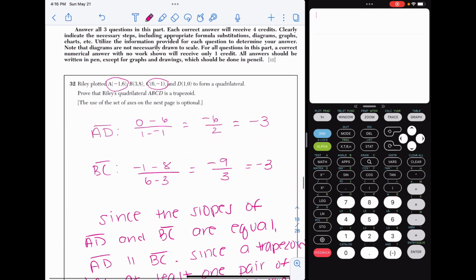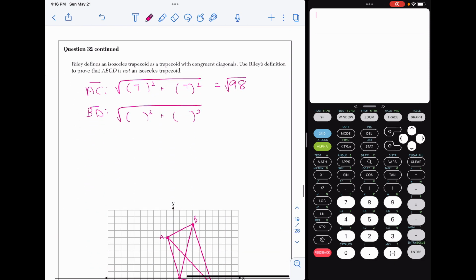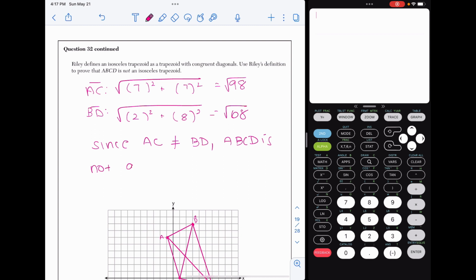If I look at BD, so now I'm going to look at 3, 8, and 1, 0. When I subtract the x's, I get 2. When I subtract the y's, I get 8. So that's going to give me 4 plus 64, or radical 68. Those are obviously not equal. So I'm going to say, since AC does not equal BD, ABCD is not an isosceles trapezoid. Okay, and that concludes this question.